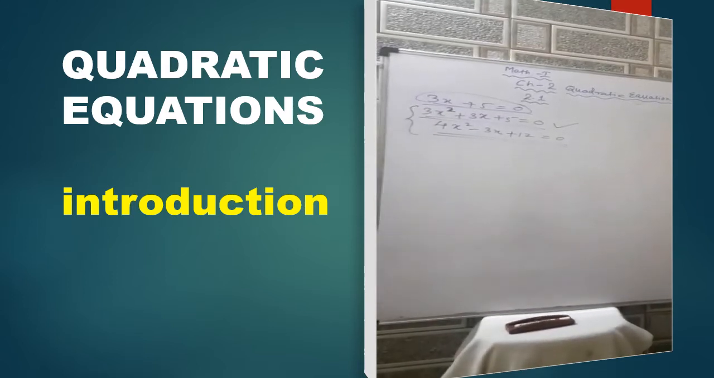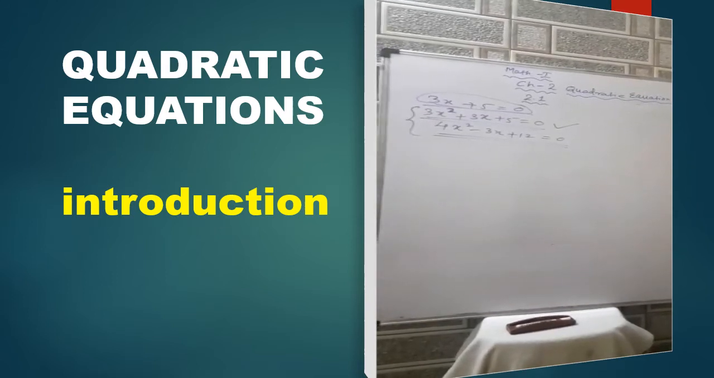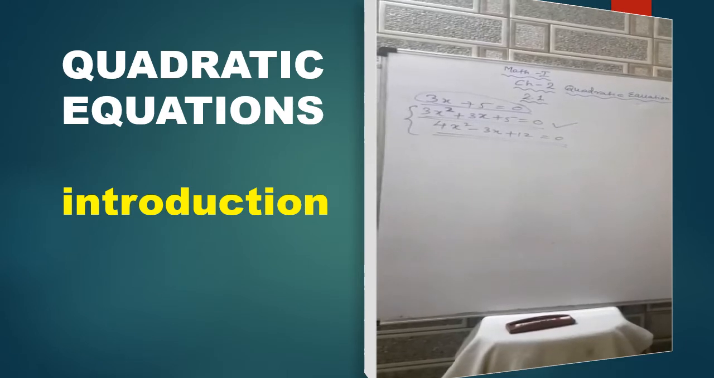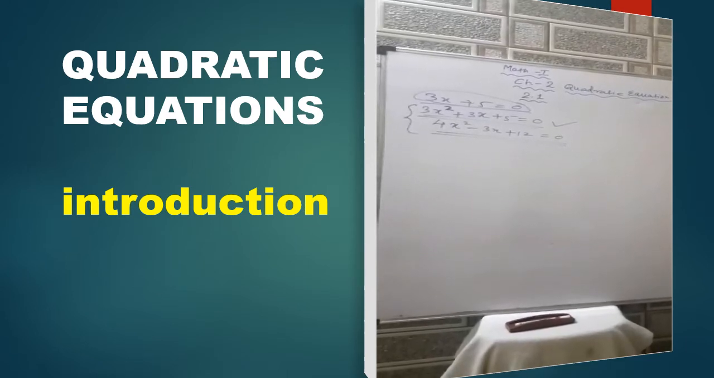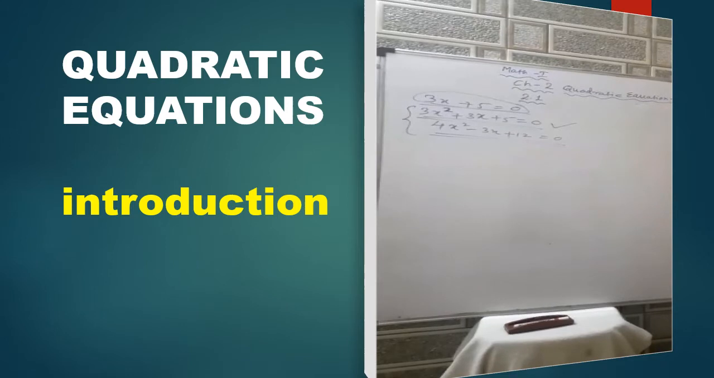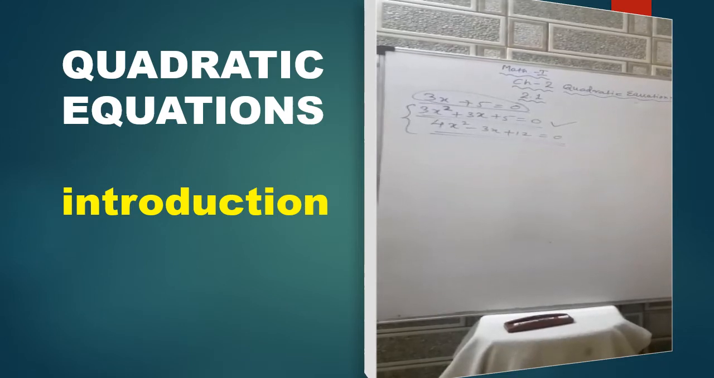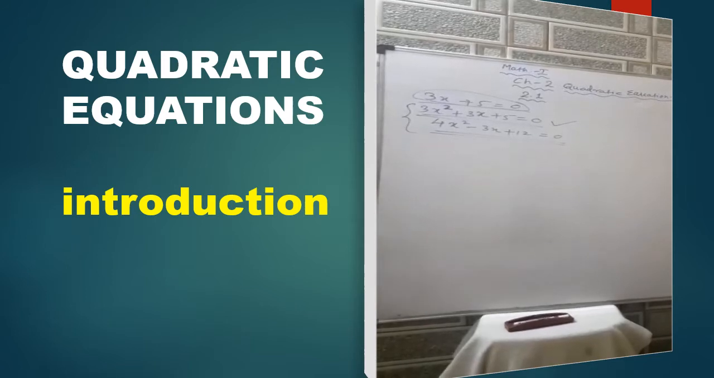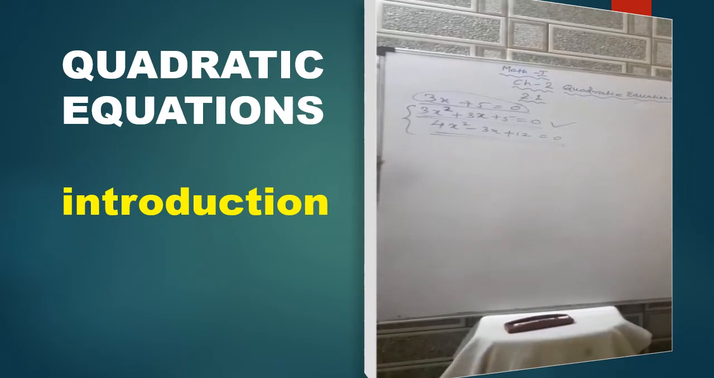Now the second one: decide which of the following are quadratic equations. Here, the first one, as we know, is a quadratic equation. The second one is a quadratic equation. The third one is not a quadratic equation. Why is the third one not a quadratic equation?